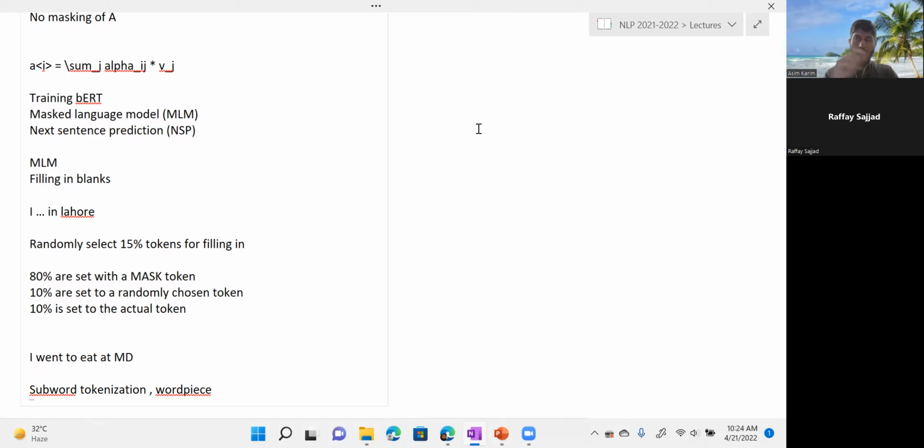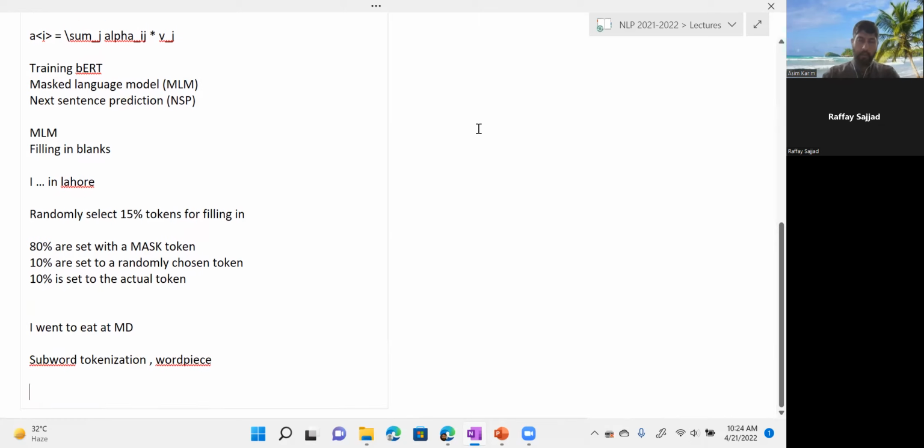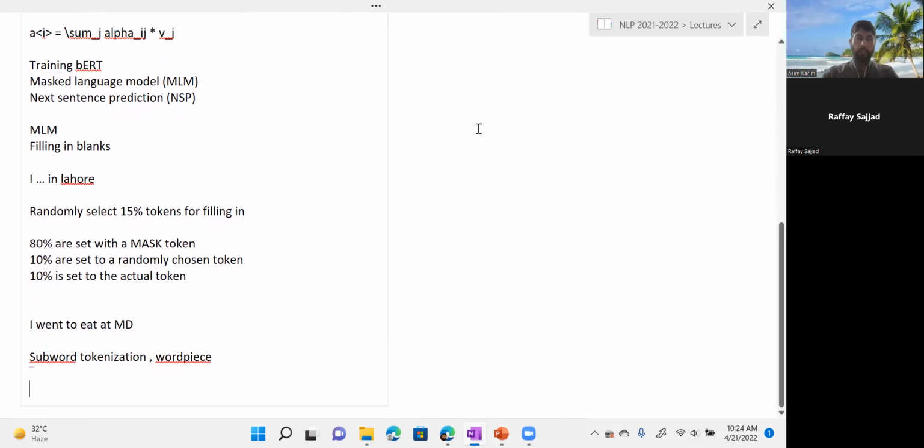So within that 512 sequence of words or subwords, you may have multiple blanks because you're taking 15% of it randomly. And then, of course, those multiple blanks would be filled in by mask or the actual word or some other word. Okay? So this is how you prepare the data.